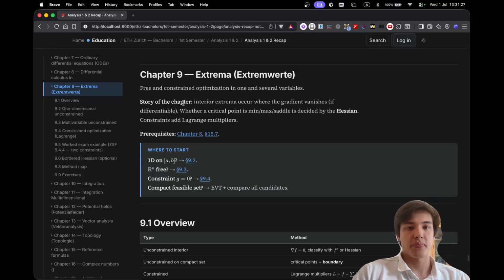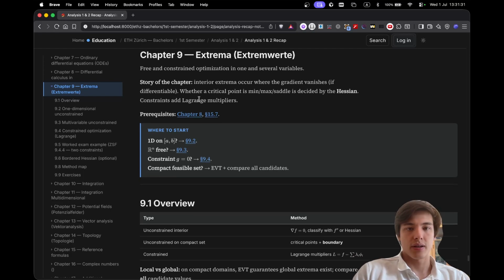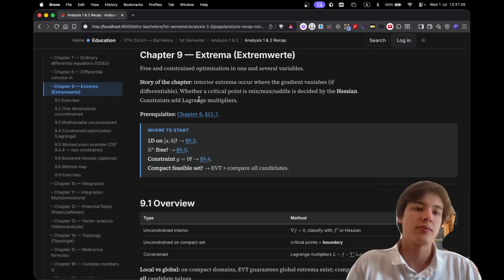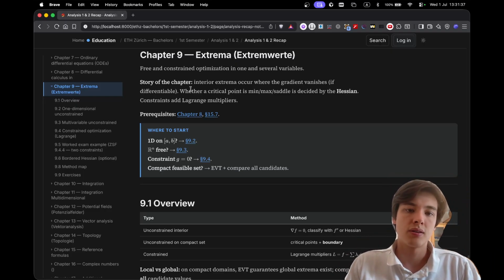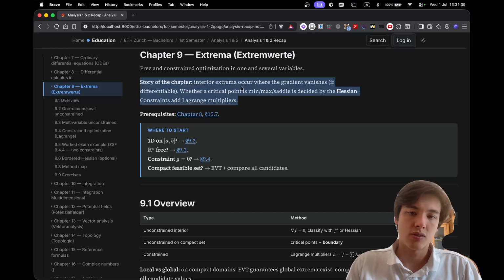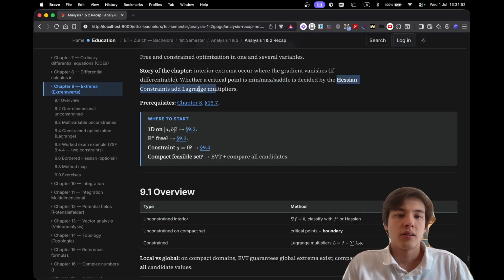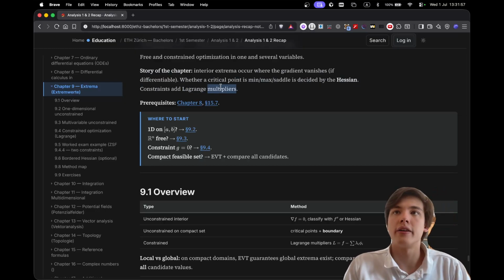Chapter 9. Extremas. So yeah, we look at interior extrema occur where the gradient vanishes, if it's differentiable, and then we have to check whether the critical points are the min-max, or if that point is min-max or saddle, we have to look at the Hessian, and if there are constraints, we add the Lagrange multiplier.